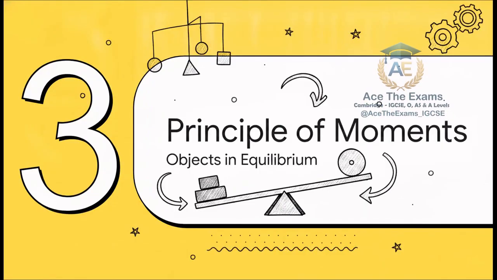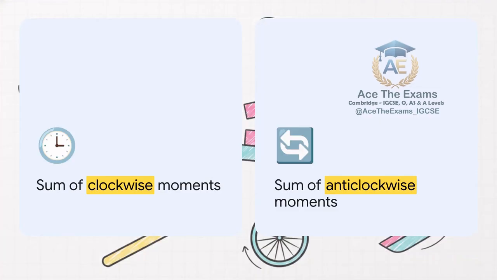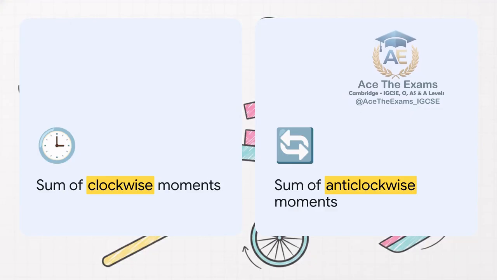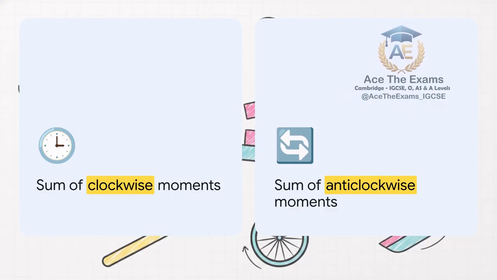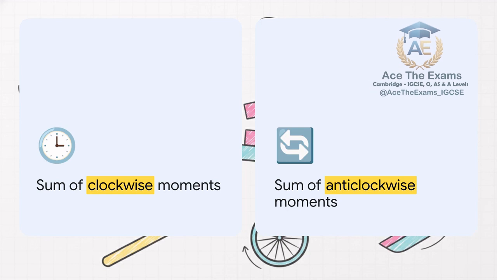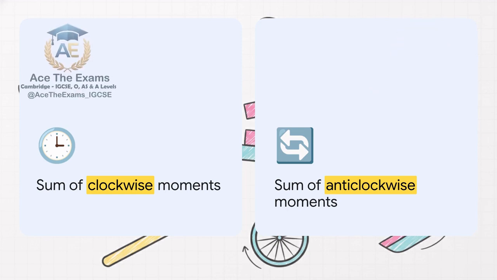Section 3. The principle of moments. In science, when things are perfectly balanced, we say they are in equilibrium. But listen closely, because to get the marks for defining equilibrium on a Cambridge paper, you need two very specific conditions. You can't just say it's balanced.